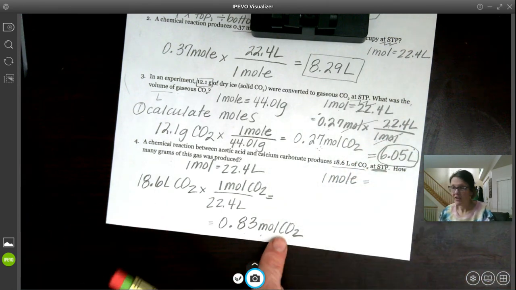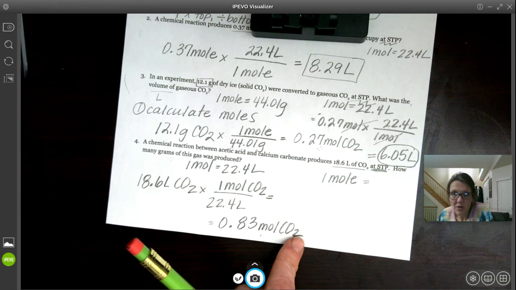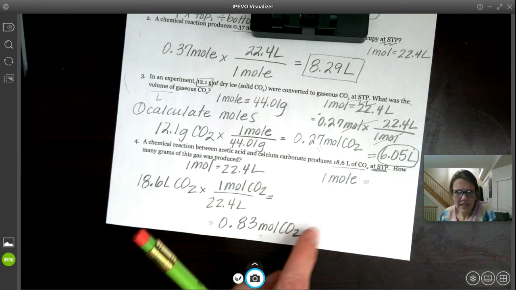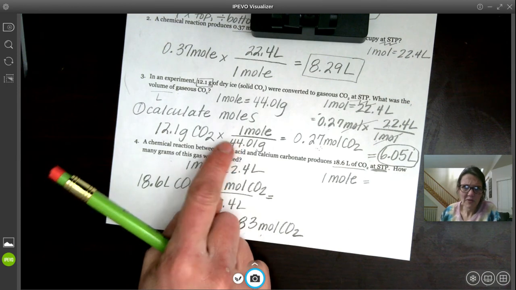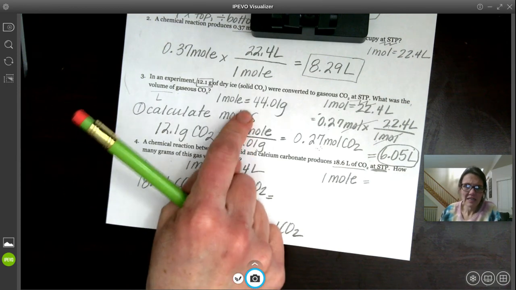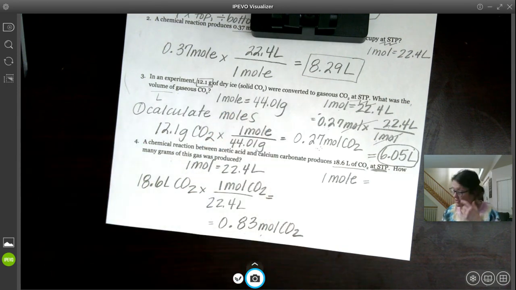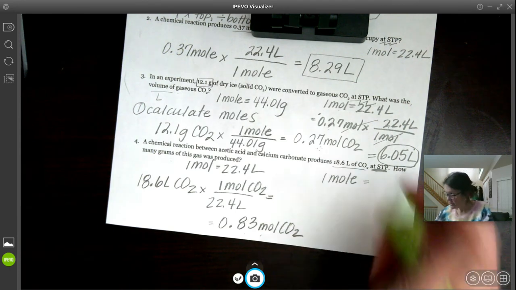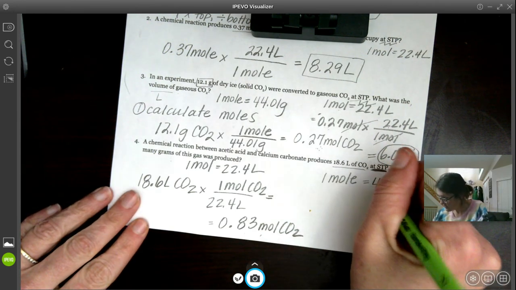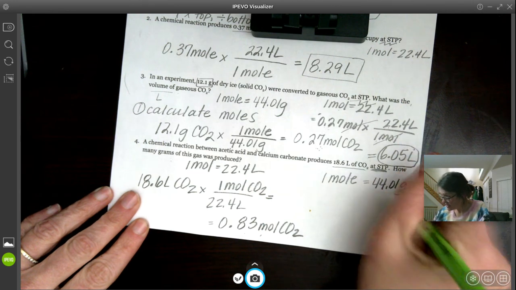So again, we're going to figure that out. We're going to add carbon and 2 oxygens together. I think we did that in the previous problem, right? So we can just pull that number down from over here. We know that 1 mole of carbon dioxide is equal to 44.01 grams. So 1 mole is equal to 44.01 grams.